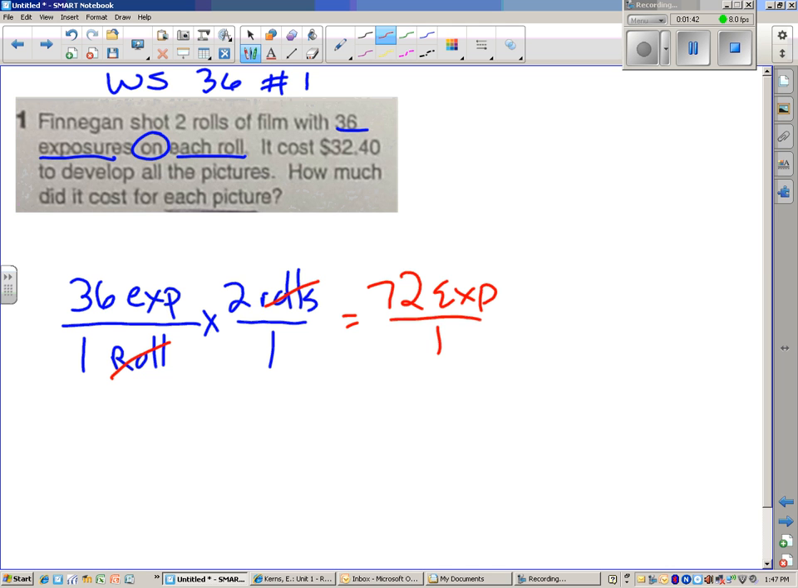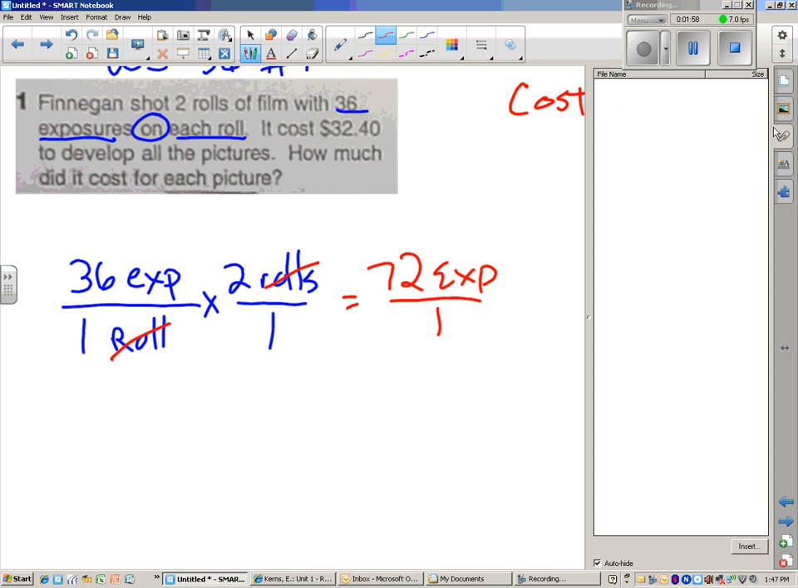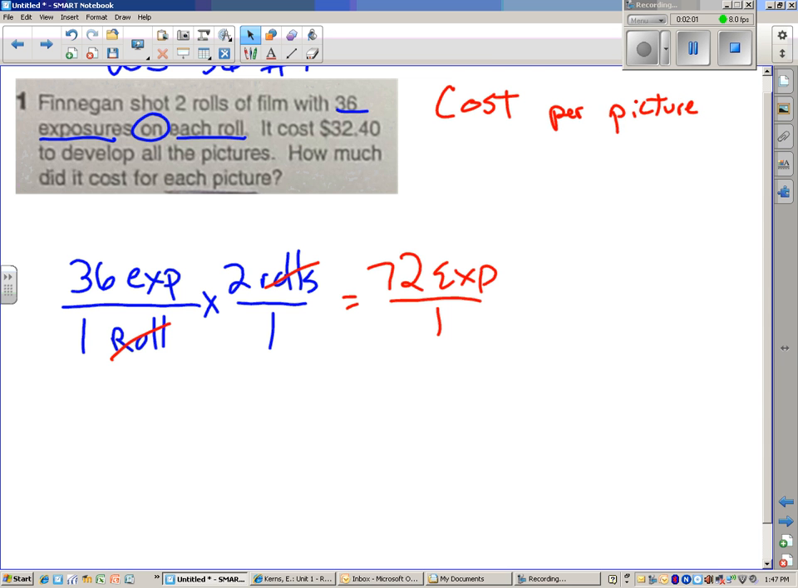The next thing is, how much did it cost for each picture? So your question is actually, what is the cost per picture? What I like about word problems is it keeps it in the same order as the problem itself. What is the cost per picture? So first of all, how much is the total cost? $32.40. Per, because it's part of the question, means divide. If the word per is in the question, it means divide.